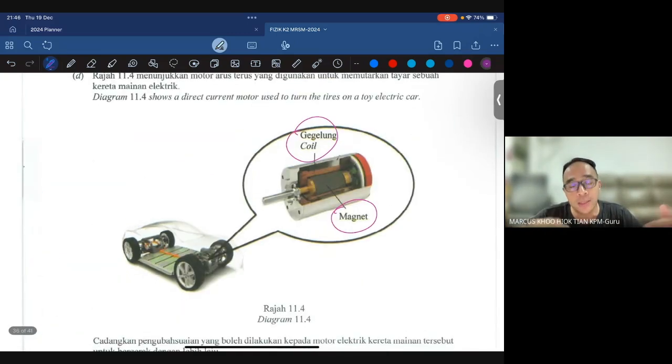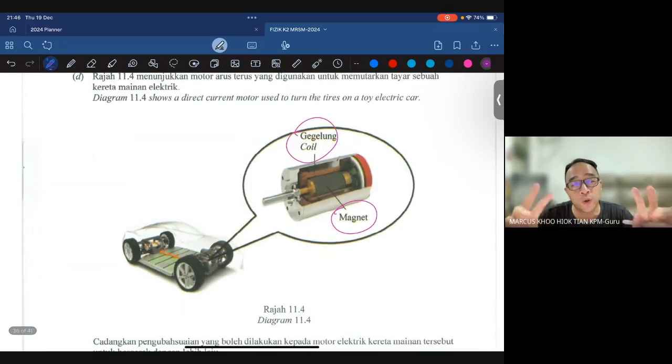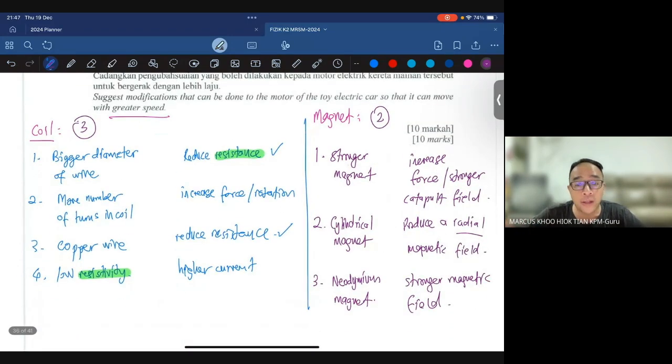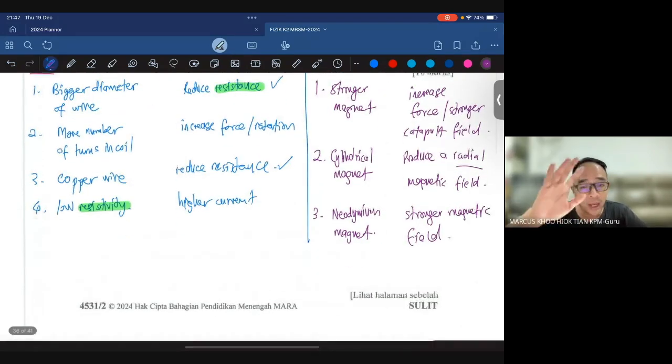Why? Because dalam soalan dia bagi kamu satu clue. It's not a very obvious clue, but it is a clue nonetheless lah. Coil, kamu bagi 3 ciri, magnet, kamu bagi 2 ciri. You can flip it the other way, but you got more choices for coil, and it's easier to memorize for coil.